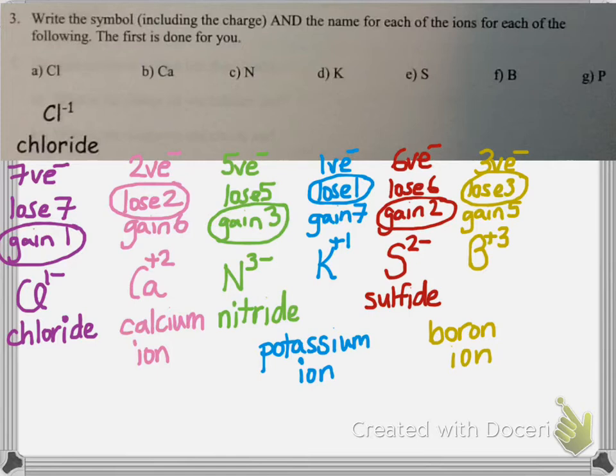And lastly, we have phosphorus, which is in group 5A, so it has 5 valence electrons. Its choices would be to lose those 5 or gain 3. It's going to gain 3, so it's going to be phosphorus with a -3 charge. And so its name is going to be phosphide.